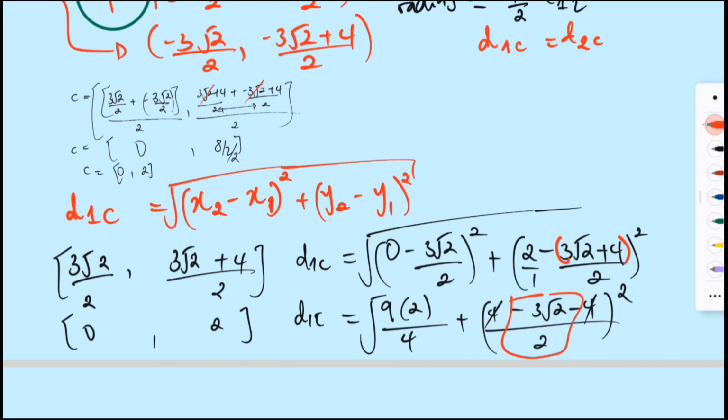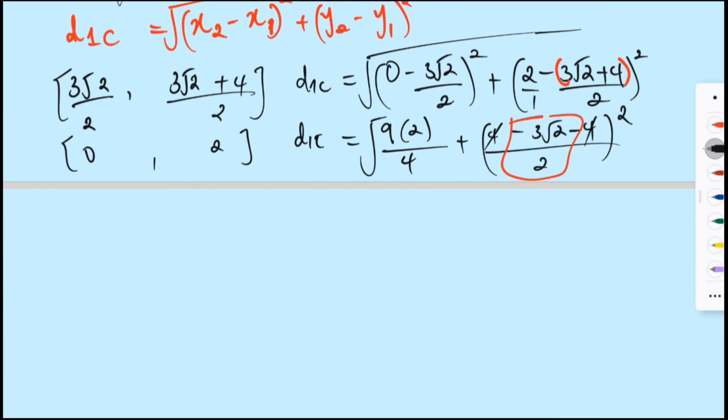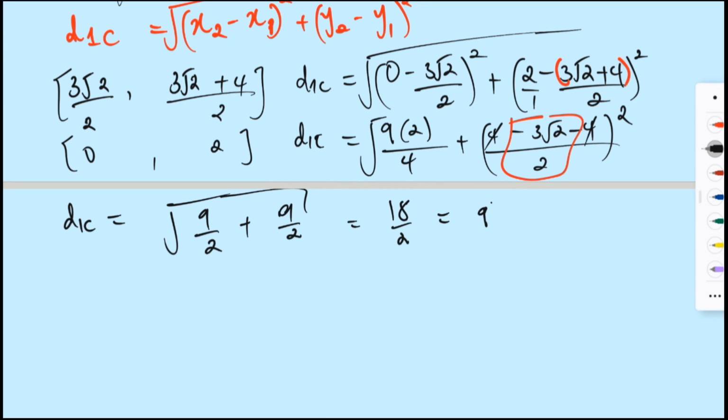So this would be D1C equal to square root of 9, well, simplifying this is going to be 9 over 2 plus the other one, which will still be 9 over 2. That gives 18 over 2, which is still 9, square rooted. So the distance is 3. And finally, we can say that the radius of the circle would be 3.